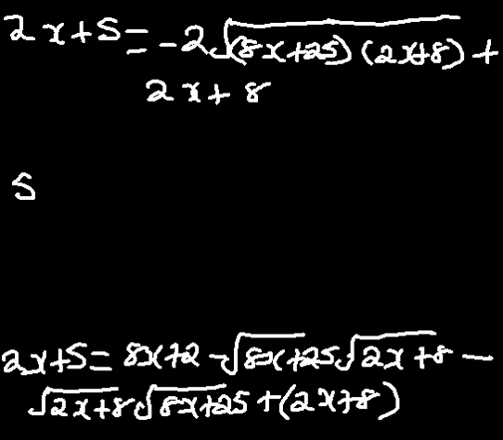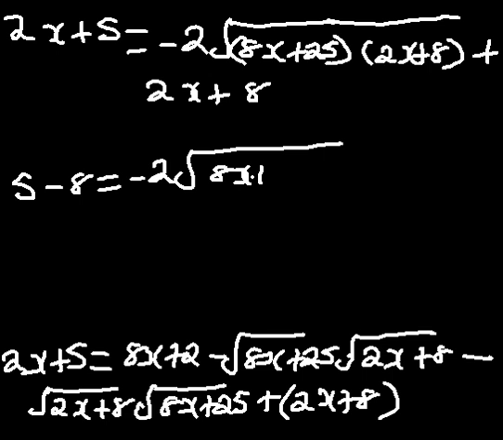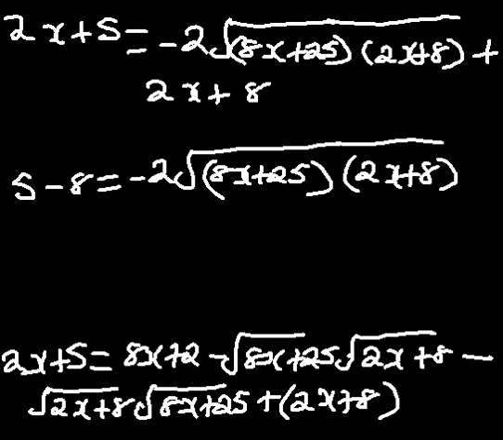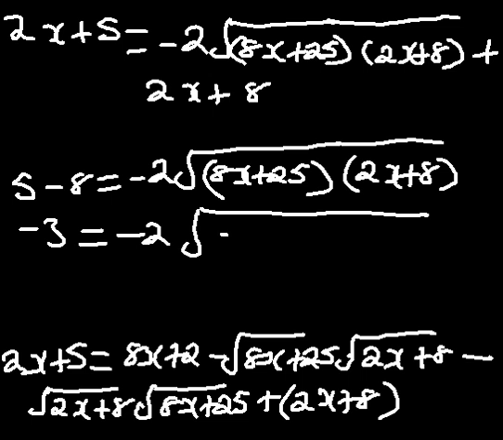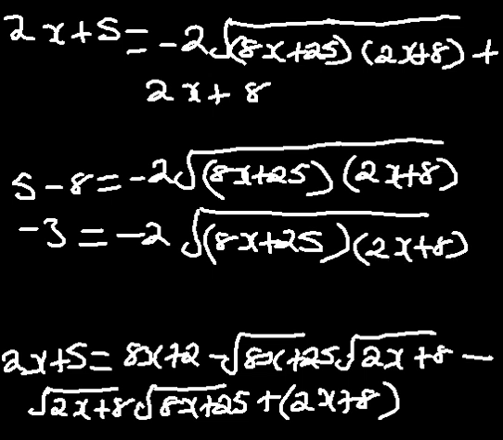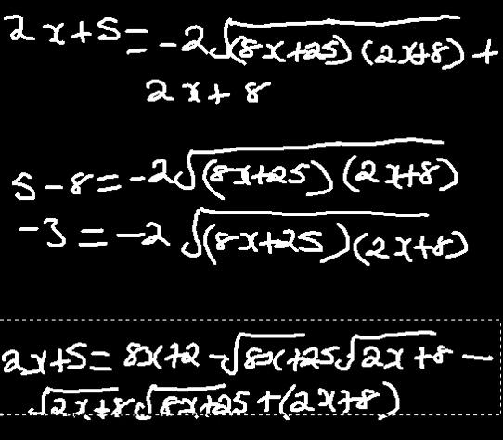Then we'll have 5 minus 8 is equal to negative 2 times the square root of 8x plus 25, and the times, let's say, 2x plus 8 in that case. So what is this? We have negative 3 is equal to negative 2 times the square root of 8x plus 25, and the times 2x plus 8. That will be given in that case.